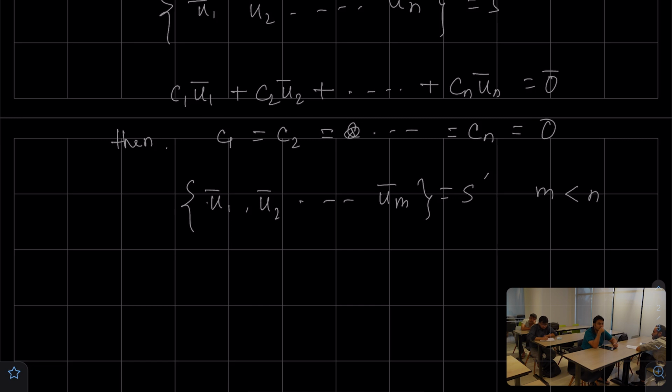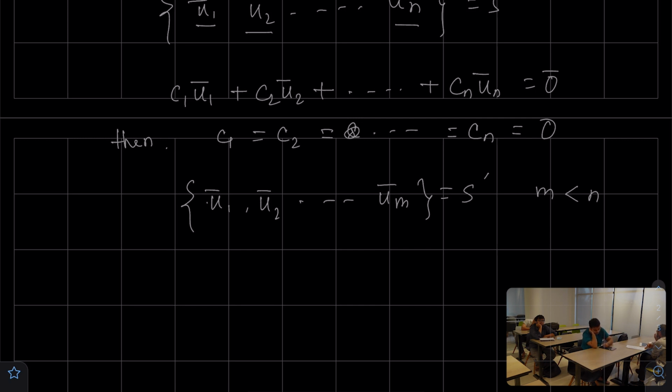Yes. So no, I'm considering a set S where these vectors u1, u2, un are non-zero vectors. The scalar has to be zero, right, for the linear independence.